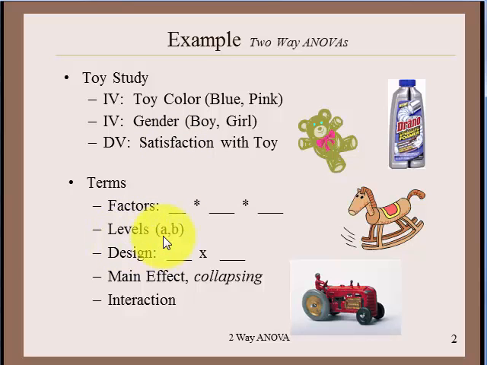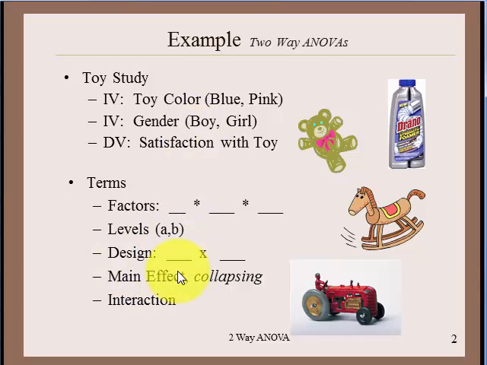So the levels are the values that the independent variables take on. So little a corresponds to big A, which I said is toy color. And the levels that toy color takes on are blue and pink. So little a numerically would equal 2, representing blue and pink. If there were 3 toy colors, blue, pink, chartreuse, then little a would be 3. Little b is equal to 2, because in this case we have boy and girl. If instead I had boy, girl, and undisclosed, that would be 3 levels, and b would equal 3.